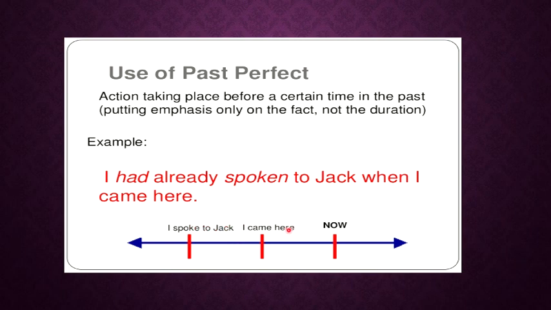So which action happened first? Yes, the very first action was spoke to Jack. That's why this action will come in your past perfect tense. Okay. And then the action of coming happened. Is that clear? So that is why we are saying that I had already spoken. This part is in your past perfect tense. When I came here, the next action will come in simple past tense. Okay.